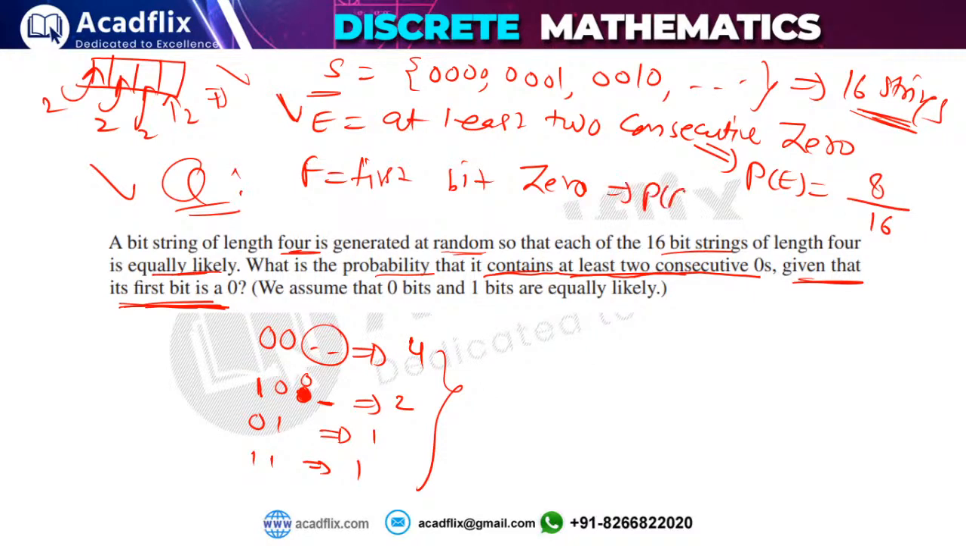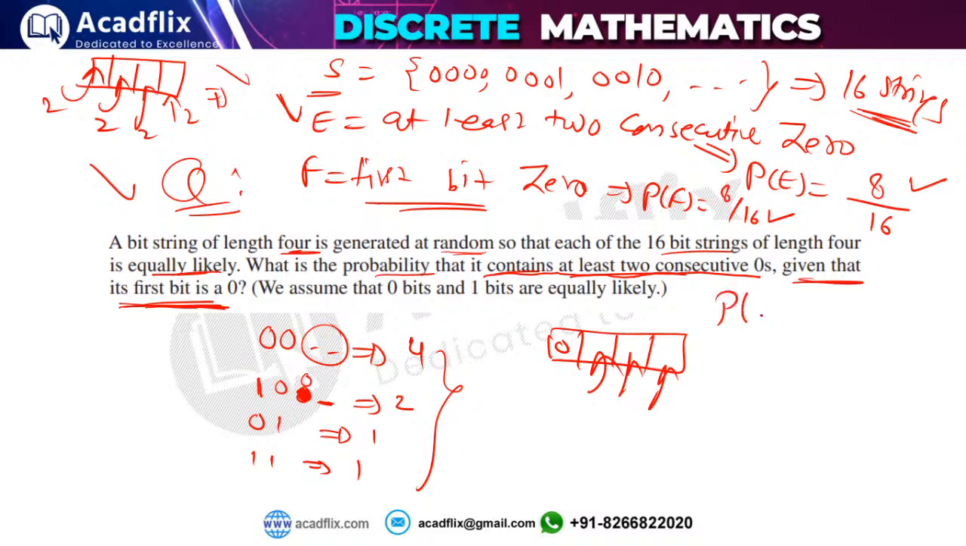What is the probability of F? F is saying the first bit is 0. So how many favorable cases you have? You have 2 into 2 into 2. So total 8 favorable cases you have. Again 8 by 16. This is F. So this is E, this is F.